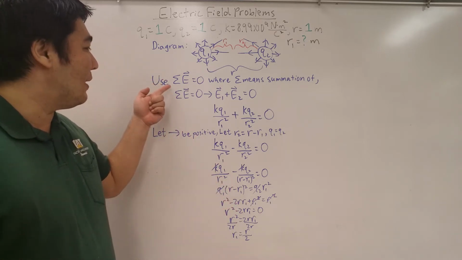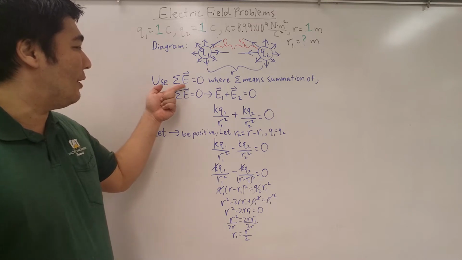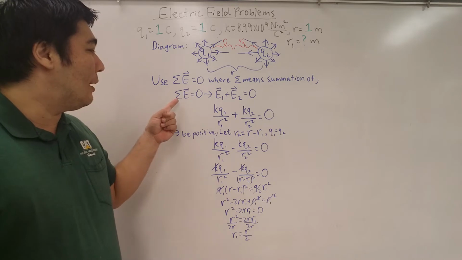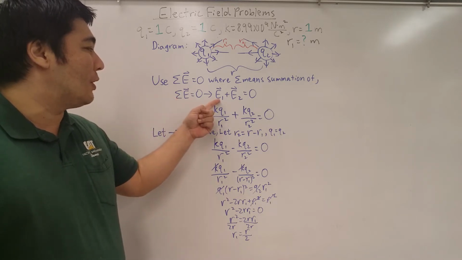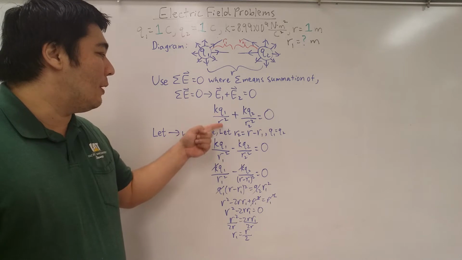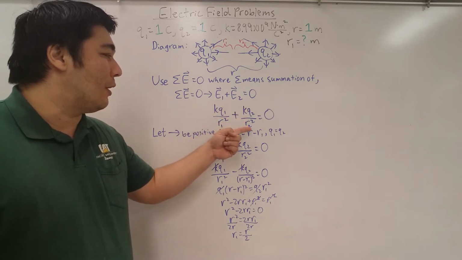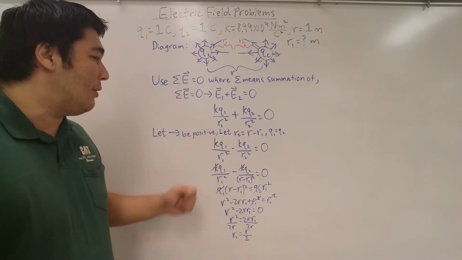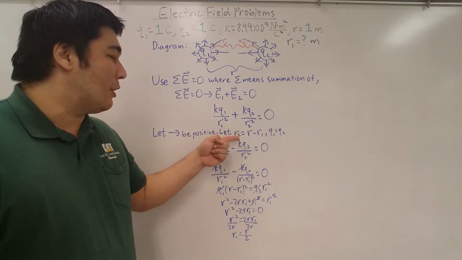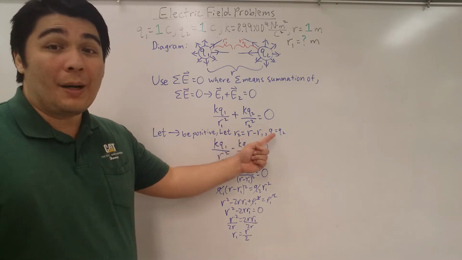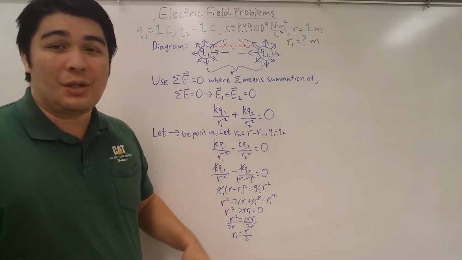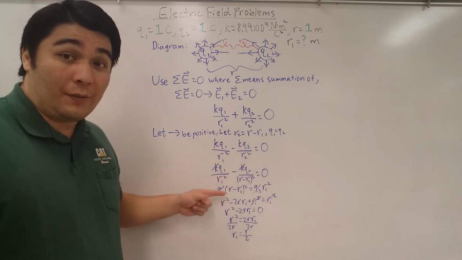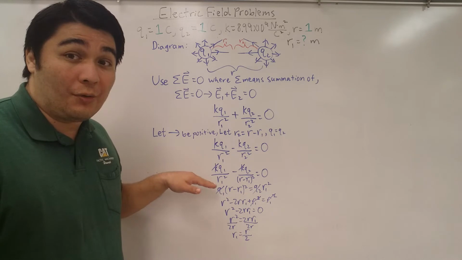We're starting again with the sum of all the electric fields equals 0. That's where the electric field will be 0. So we add up the electric fields for charge 1 and charge 2: kQ1 over R1 squared plus kQ2 over R2 squared equals 0. Again, we said to the right is positive, and R2 is R minus R1, but now Q1 is equal to Q2. So pretty much all the work is the same so far.